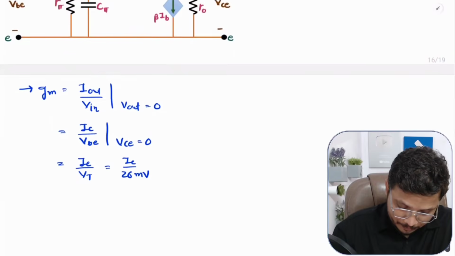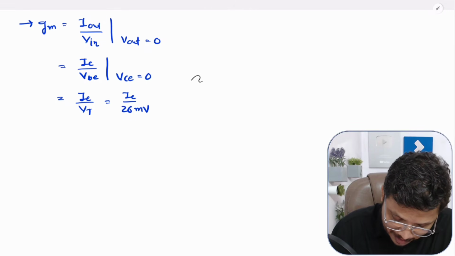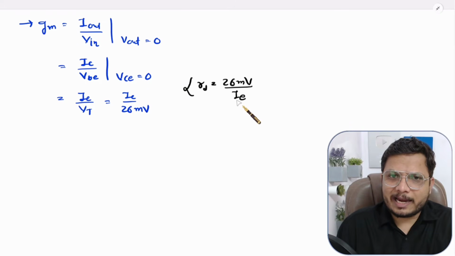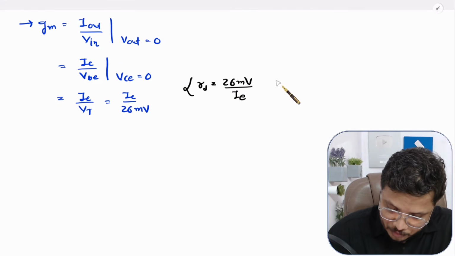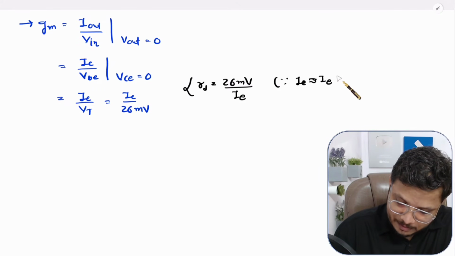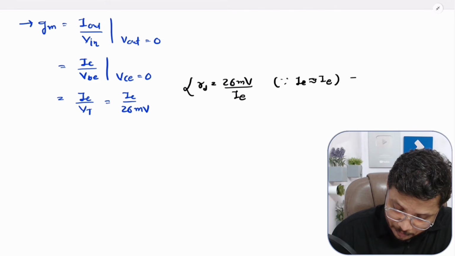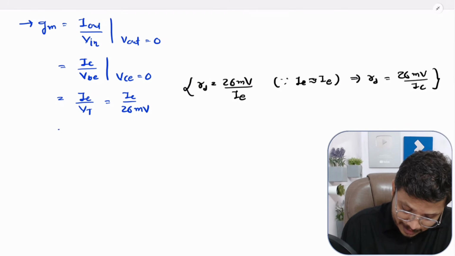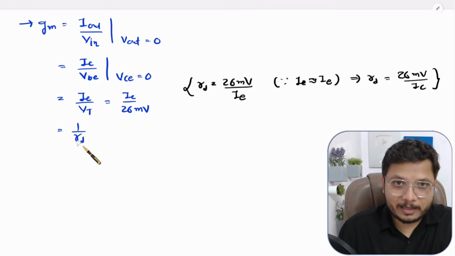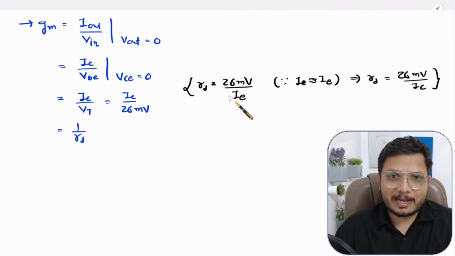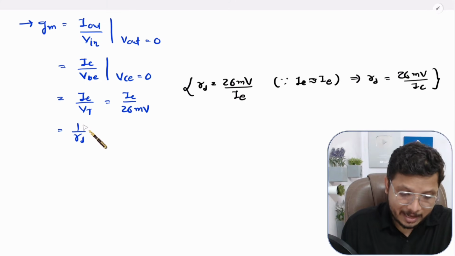Let me take it over here. We have RD, that is 26 millivolts divided by IE. IE and IC values are almost the same, one should know this. As both are almost equal, you can say the RD value is 26 milli divided by IC, right. So here you can observe this. GM now one can say is 1 by RD over here, where RD is the dynamic resistance of the diode in forward bias, right. That is what I have explained in my last video, so I'm directly taking it from the last video. So GM, transconductance, is 1 by RD.